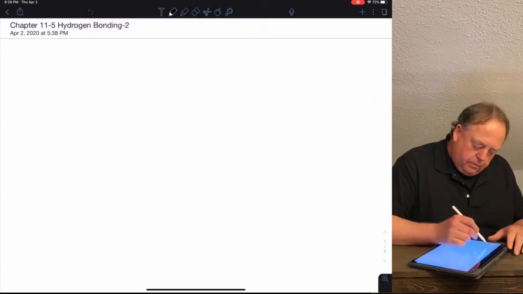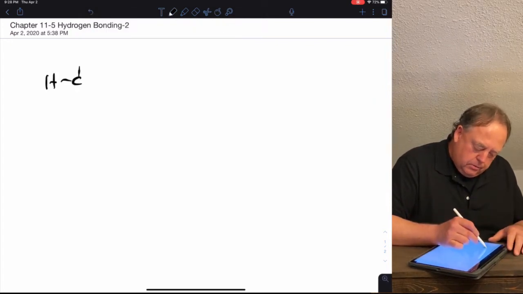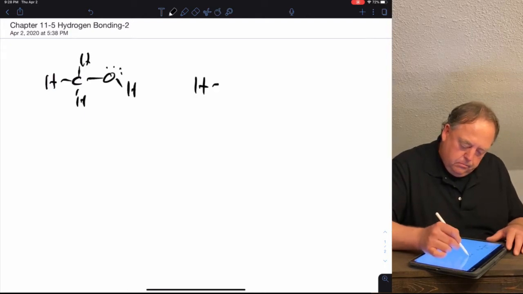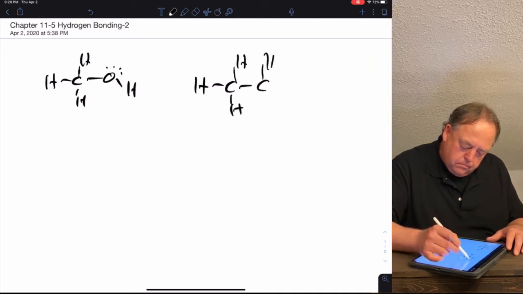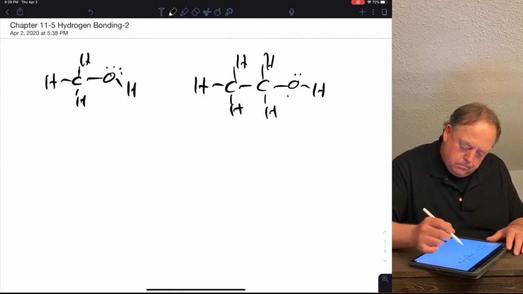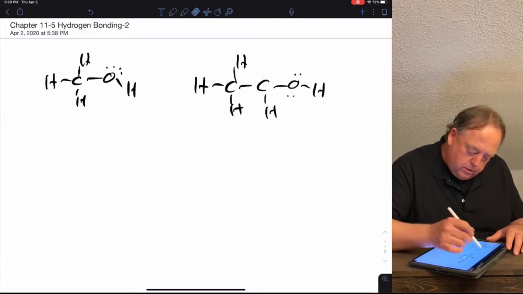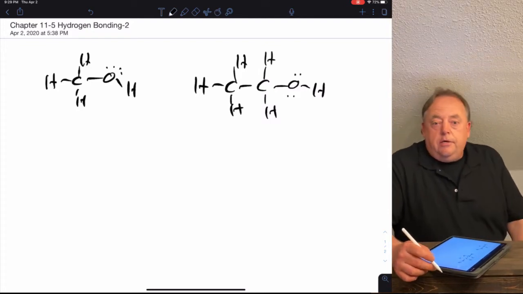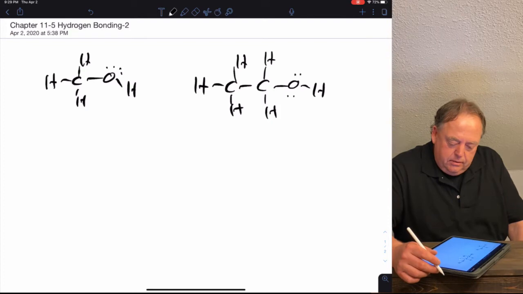Okay, so let's take a couple of the molecules. Let's take that molecule. Let's try not to draw too sloppy. Okay, so if we take these two molecules, which has a higher boiling point?